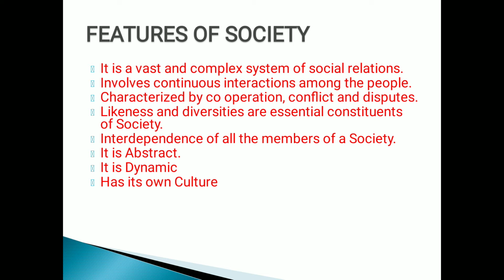Society is abstract, it cannot be seen. It is a system of social relationships among its people. Since these relationships are abstract, society is also abstract. Society is dynamic, social change continuously characterizes each society. Now, each society has its own culture, a set of traditions, habits, understandings, orientations, beliefs, values, and symbols. Culture is the way of life of the members of society. Right, children?